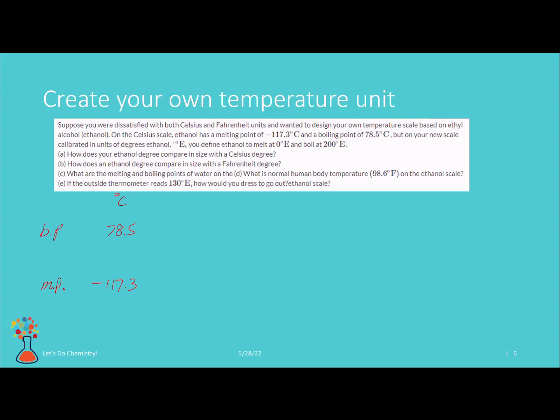Okay, on the other side, what is your new temperature unit? You want to establish an E degree, okay? So this is your own unit. So let's say what is this question describing? Your new scale is calibrated in unit of degrees ethanol, which is E degree. And then you can define this melting at 0, and then this is 200. This is 200 E degree. This is 0 degree. So very similar, right?